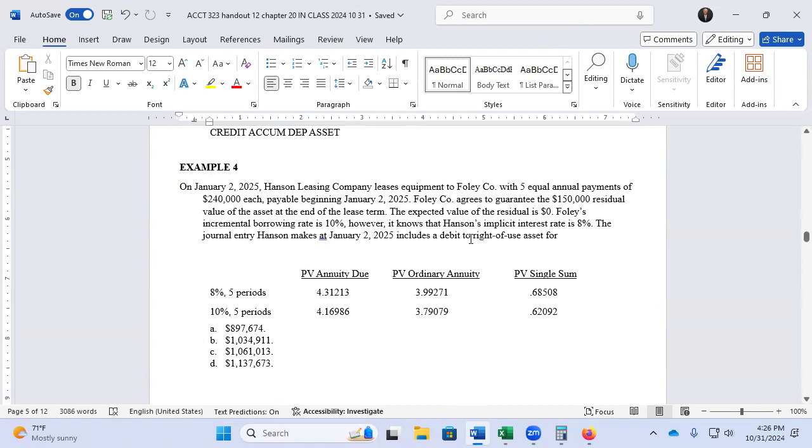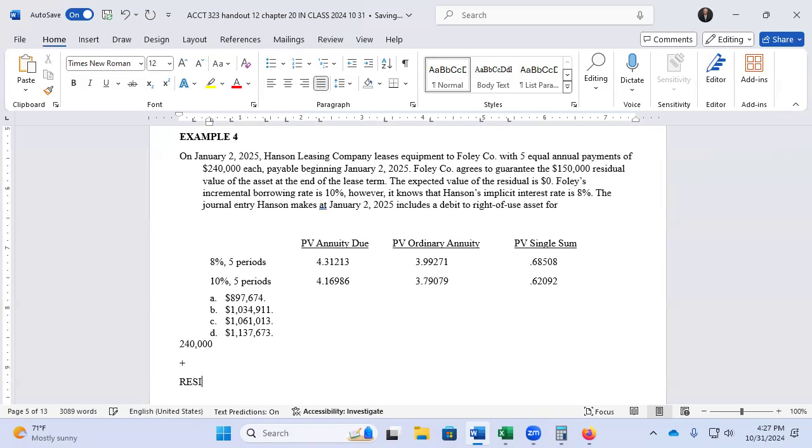Okay, so now we have example 4. We want the journal entry for Hanson, including the debit to right-of-use asset. So it says we have 240,000 in payments, 5 annual payments, so we've got 5 periods here, and the lessee agrees to guarantee a 150,000 residual, plus residual.